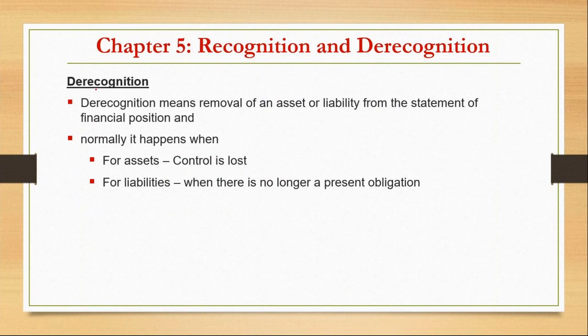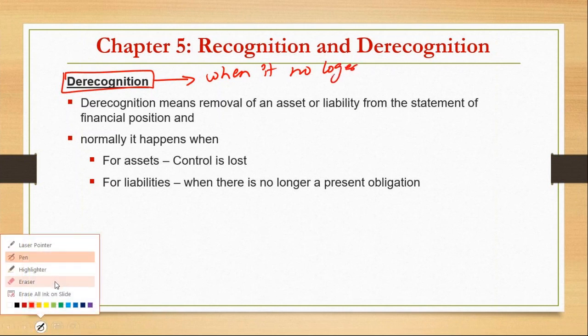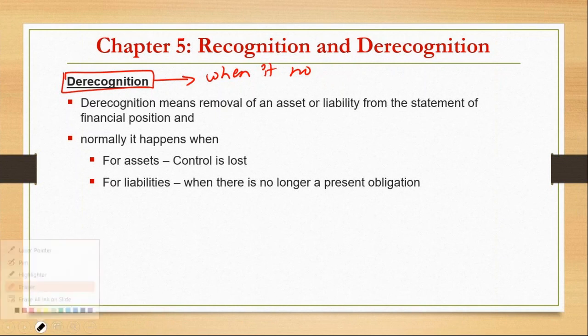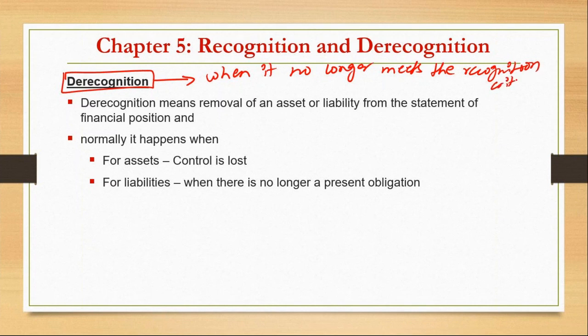So now the next area that we are discussing is the derecognition. An asset is derecognized when it no longer meets the recognition criteria. So an asset should be derecognized when it no longer meets the recognition criteria.